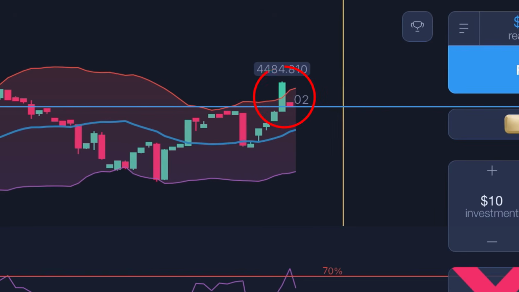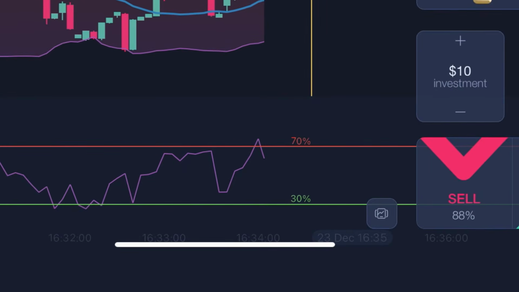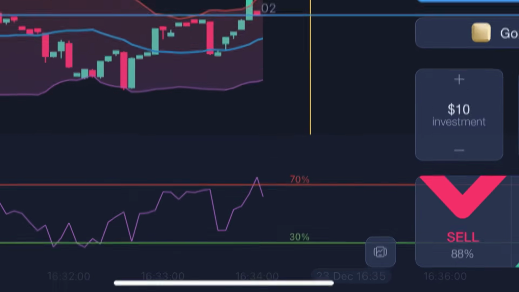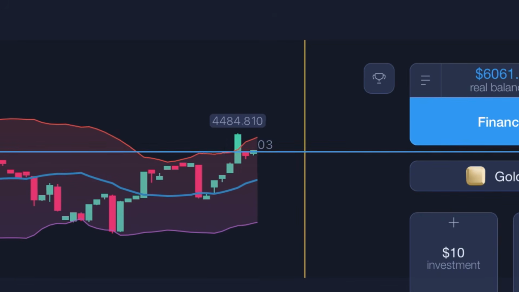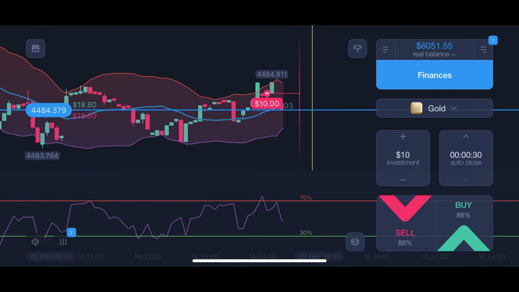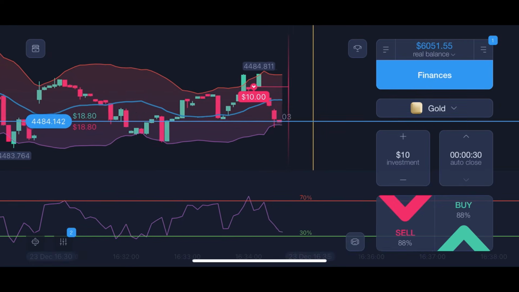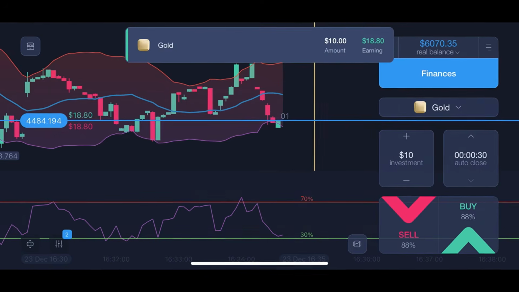Here, we can see the market shot past the upper band with a large candle. If we look at the RSI indicator, we can see that it has already changed direction above the 70% level. So, according to the strategy, I'll place a $10 sell trade. We closed our second trade with a profit.